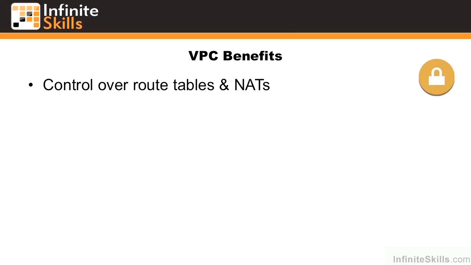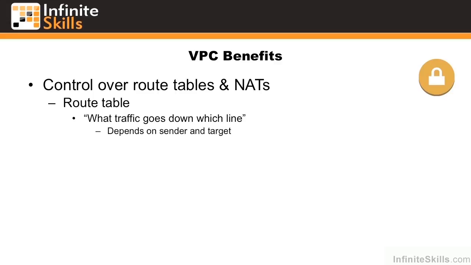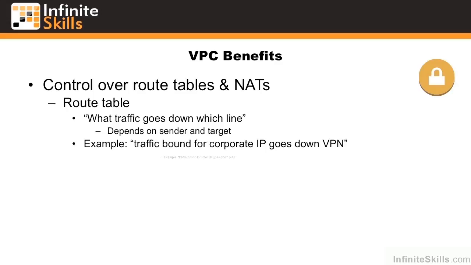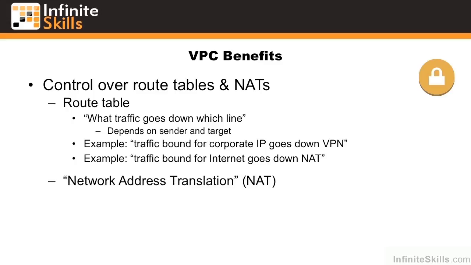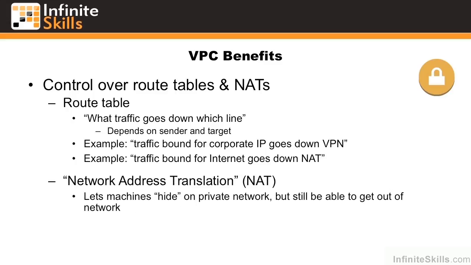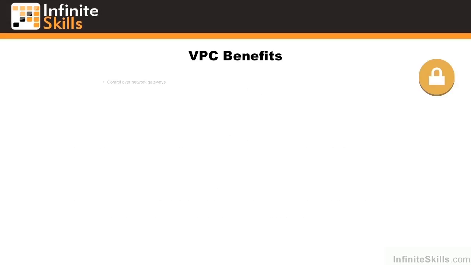VPC also gives you control over route tables and NATs. Route tables basically specify which traffic goes down what line, and it depends on the sender and target. For example, you can say that traffic bound for the corporate IP address goes down the VPN, and traffic bound for the internet goes down the NAT. NAT, or network address translation, basically lets machines hide on a private network, but still be able to get out of the network to resources on the internet. AWS provides a NAT instance that you can deploy for this purpose.